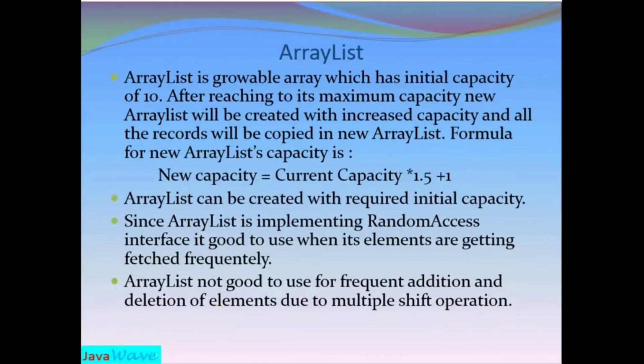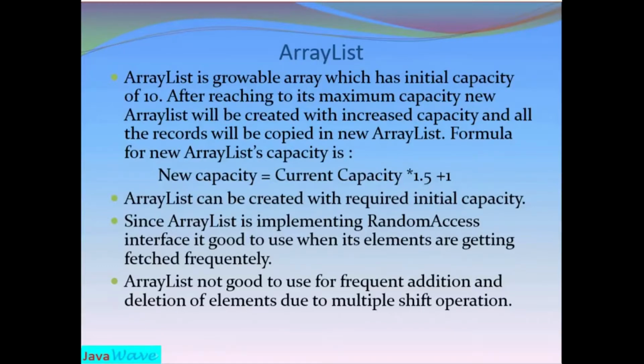ArrayList is a growable array which has an initial capacity of 10. Means initially a maximum of 10 elements can be stored in the ArrayList, and after reaching its maximum capacity, a new ArrayList will be created with increased capacity, all the records from the older ArrayList will be copied into the new ArrayList, and the older ArrayList will be eligible for garbage collection. The formula for the new ArrayList capacity is current capacity into 1.5 plus 1. Initial capacity is 10 into 1.5, that is 15, plus 1, that is 16. So the new capacity will be 16.